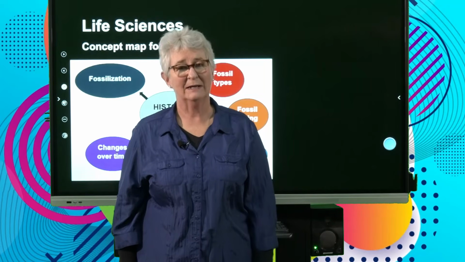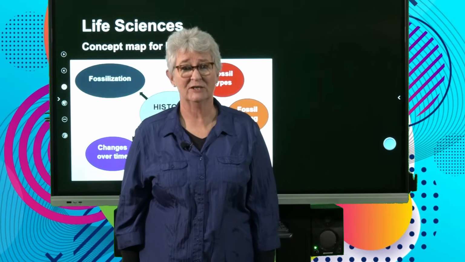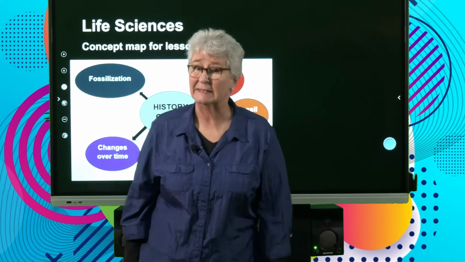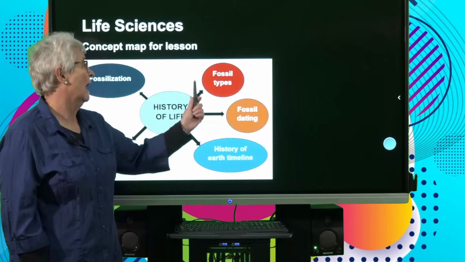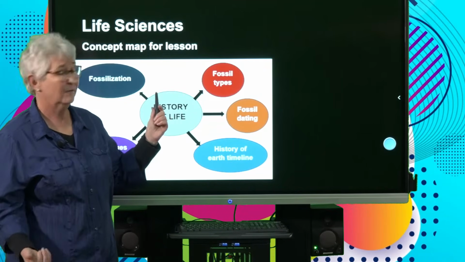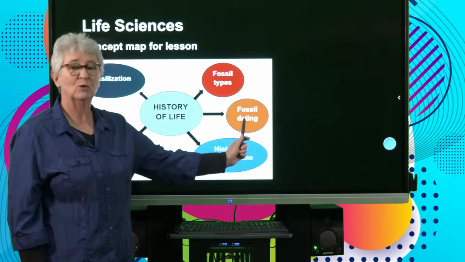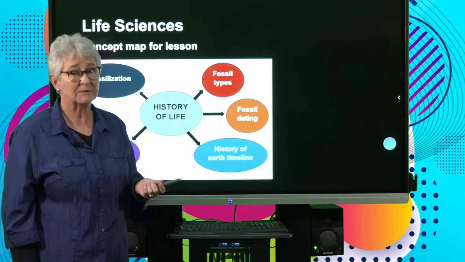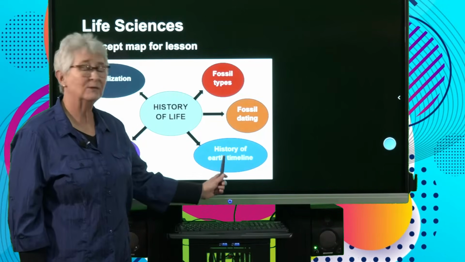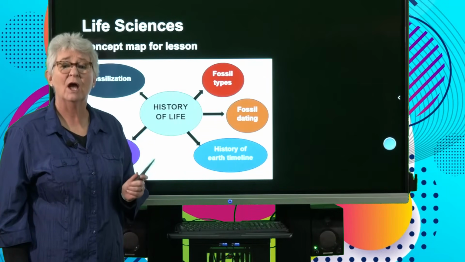Welcome back to our life sciences lesson on fossils and fossilization and the history of the Earth. What we've looked at so far in this section is fossilization, how it occurs, how fossils are made. We then looked at the different types of fossils. We looked at fossil dating, which means how do we know how old the different types of fossils are. And then we have just finished looking at a timeline of the history of the Earth.